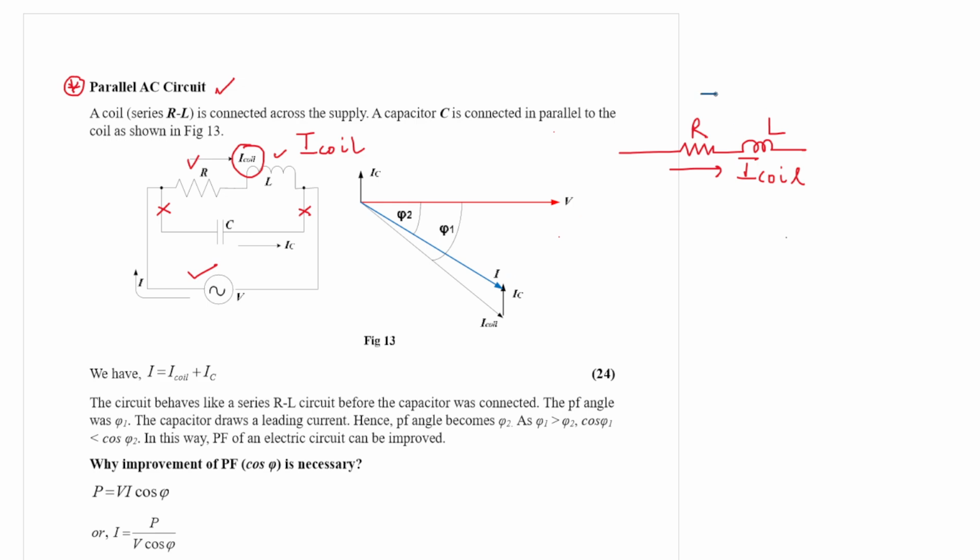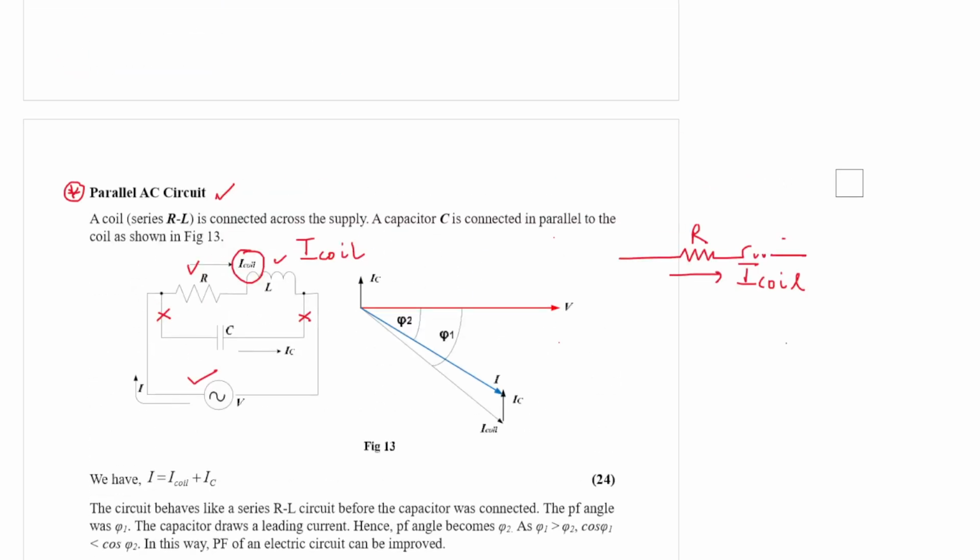So if this is the supply voltage V, then this must be I coil. It will be lagging by some angle phi 1. So this is the I coil for us, and this is the supply voltage V.